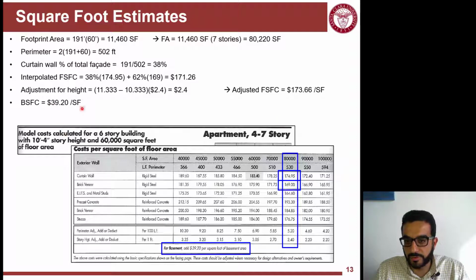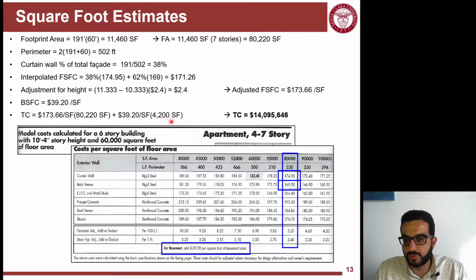What other things can I do? I have a basement, so the square foot cost is that, and the area of it is given as 4,200 square foot. Multiply that by the basement square foot cost, and figuring out the floor above ground square foot cost here, I end up with this building costing around $14,100,000. And that's it. You bring this number to the owner.